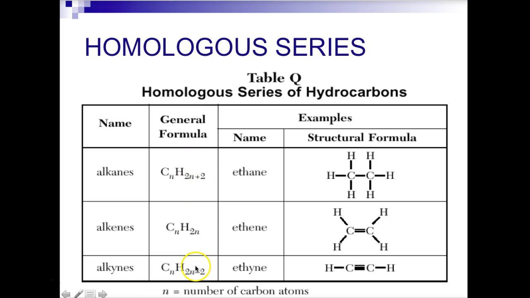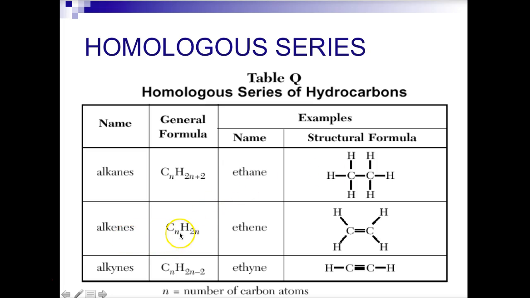Now, the biggest thing we need to know is that there's a general formula that they are going to follow. So for alkanes, the number of C's is going to be a certain value, and to get the H's, we take 2 times the number of C's plus 2. And these are all going to have single bonds. It's going to be a carbon chain strictly with single bonds.